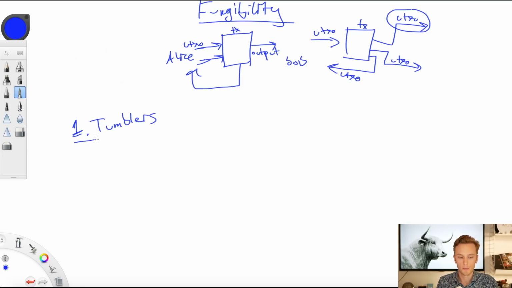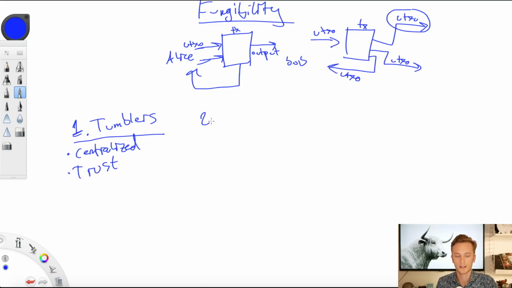And that is tumblers. They work, but the problem with tumblers is that they are often centralized. So they are a centralized server that you use and you pay a fee to them, and then they take your coins and you have to trust them to actually give you back the coins. And that's an issue, of course.